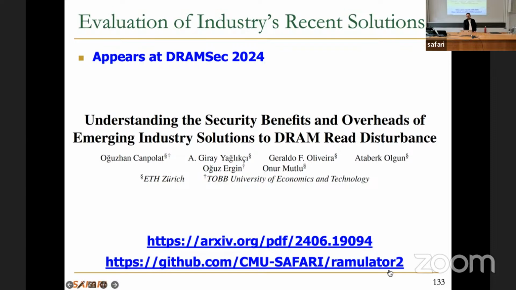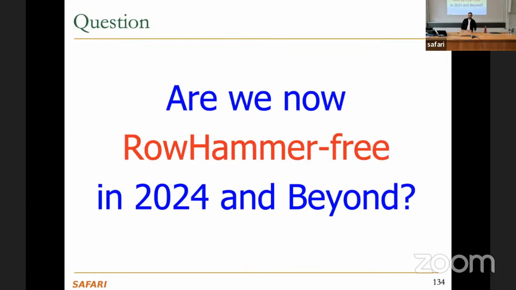We already implemented this in our simulation infrastructure called Ramulator, actually. It's on GitHub. You can even download and evaluate this new addition of DDR5 in your systems today. Of course, it's not using your own hardware. It's a simulation environment, but you can understand the performance benefits or security limitations or performance overheads.